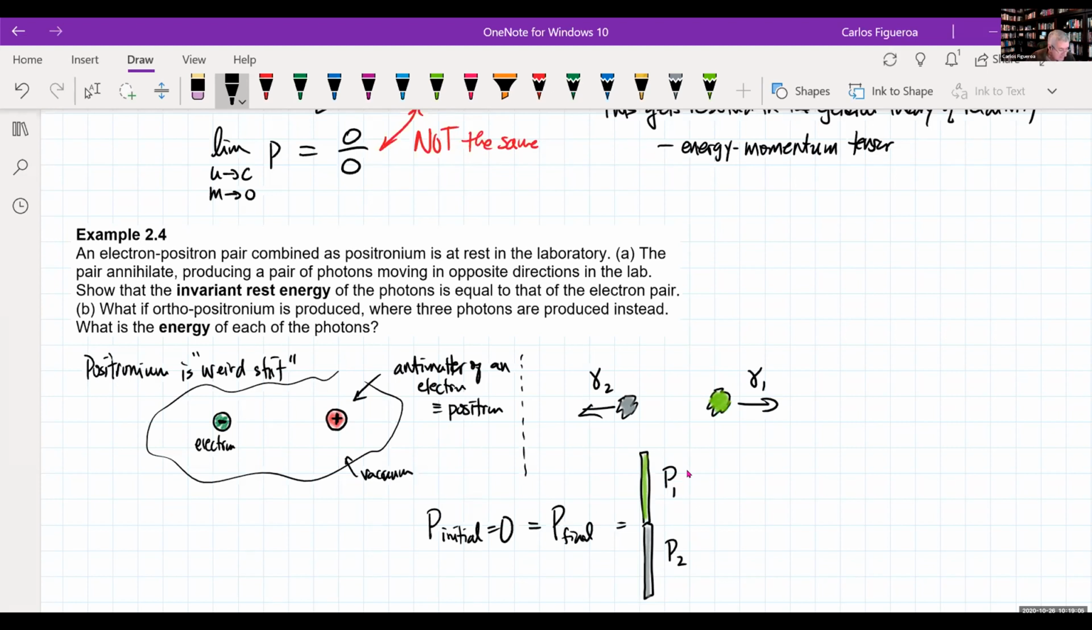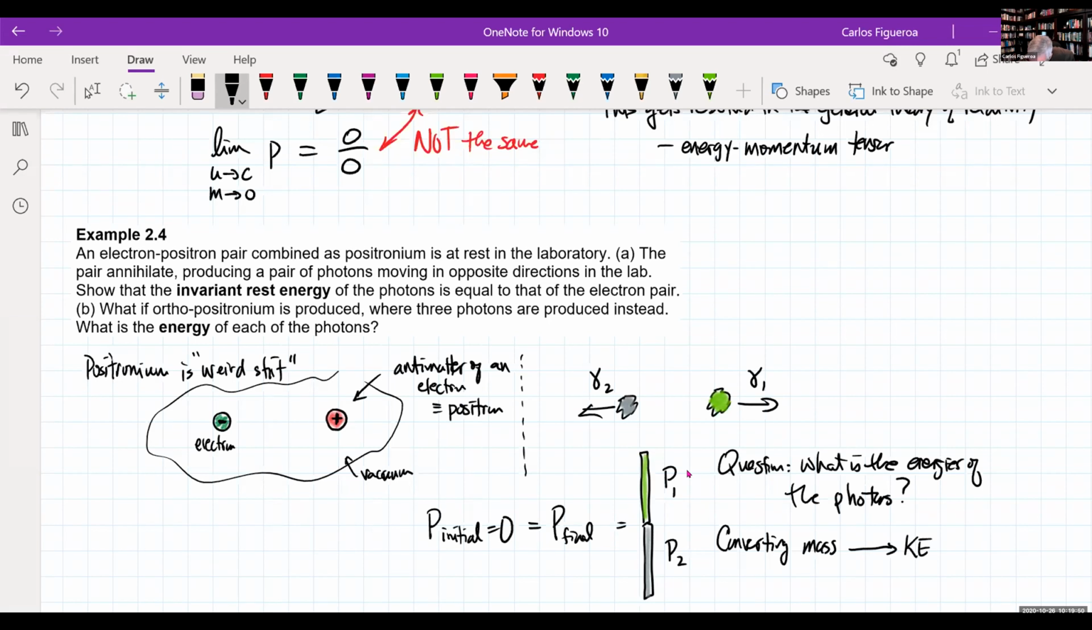But the question is, what are the energies of the photons? Well, we clearly are converting, in this case, really mass. What do I mean by mass? That means these electrons don't have kinetic energy. They only have rest energy. So you're really converting mass into kinetic energy. Let me be careful. Pure kinetic energy, because they're massless particles here.